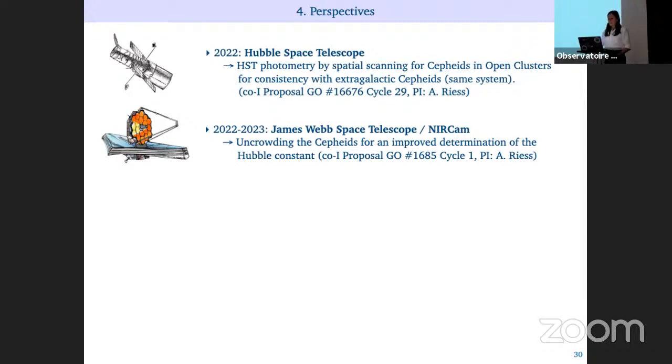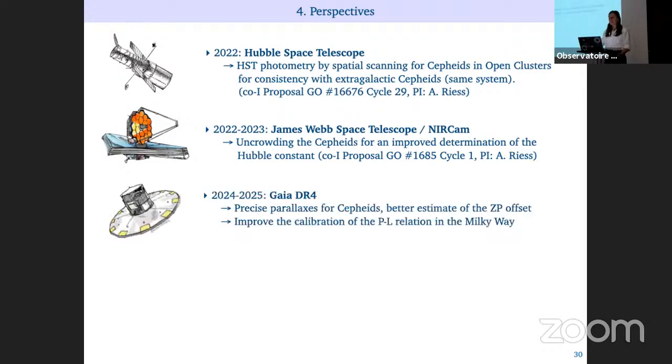And I'm really happy that I will join the SHOES team to work on these two projects. We also are waiting for the next Gaia releases, so hopefully we will finally get precise parallaxes for Cepheids with a better estimation of the zero point, which should improve the calibration of the PL relation in the Milky Way.